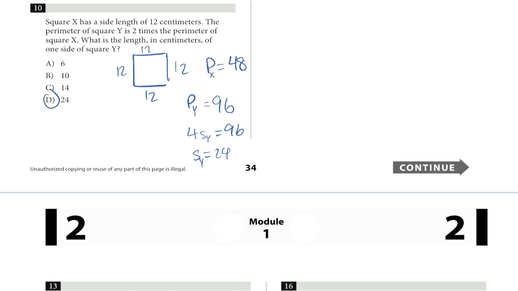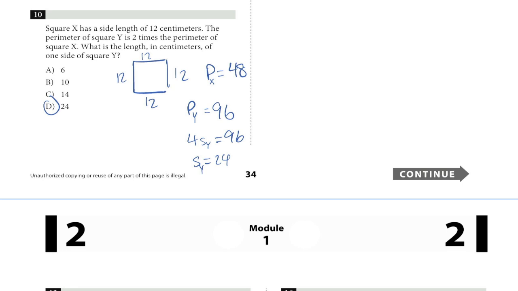There is another way to do this. I'm actually going to show you the other way because I think for harder questions, this can be really good. So the ratio of the perimeters and the sides of two similar shapes is the same ratio. So since the perimeter of y is equal to 2 times the perimeter of x, that actually also means that the sides for y will equal 2 times the sides for x.